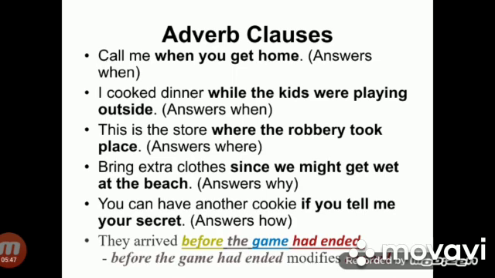Some more examples of adverb clauses. Call me when you get home. Answers when. I cooked dinner while the kids were playing outside. It answers the question when. This is the store where the robbery took place. Answers the question where. Bring extra clothes since we might get wet at the beach. Answers the question why. You can have another cookie if you tell me your secret. Answers the question how. They arrived before the game had ended. Before the game had ended modifies the verb arrived and answers a question when they arrived.